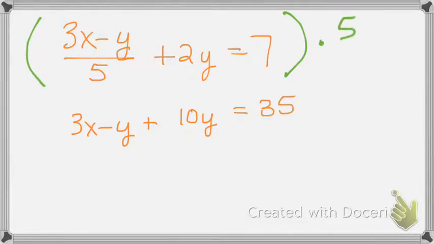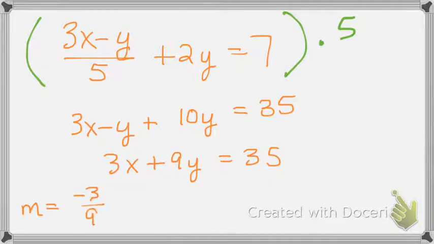Okay, so you're right. At this point, it would be very easy to get it to standard form: 3x plus 9y equals 35. Anybody want to take a stab at what the slope would be? Negative 3 over 9, which is negative 1/3, right? Okay, how about the x-intercept? See if you're getting faster at these.